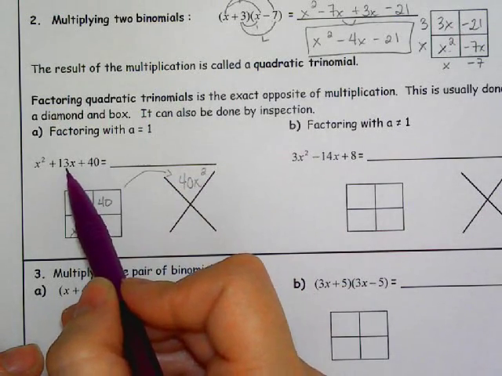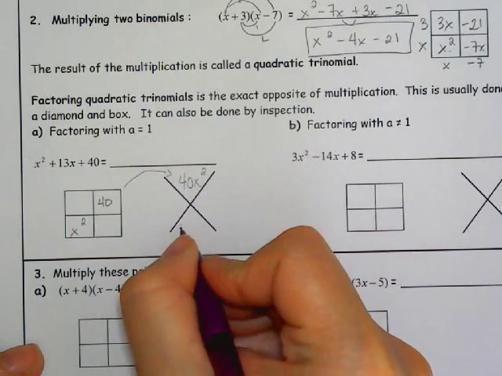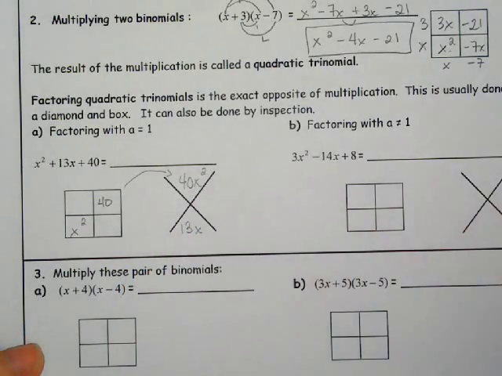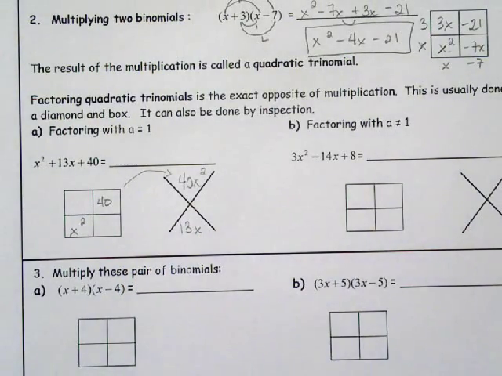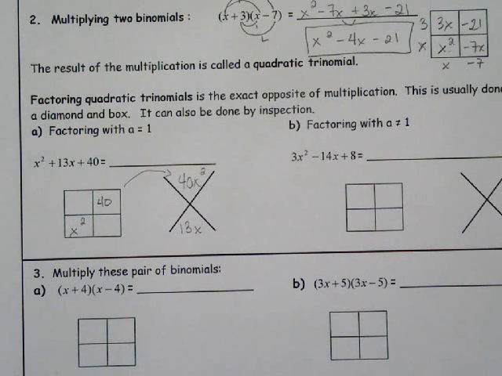Then you take your middle term, 13x, and you put it on the bottom. What you are looking for when you determine your side numbers are what two numbers multiply together to give you 40 and add together to give you 13. So, I'm going to show you the process.